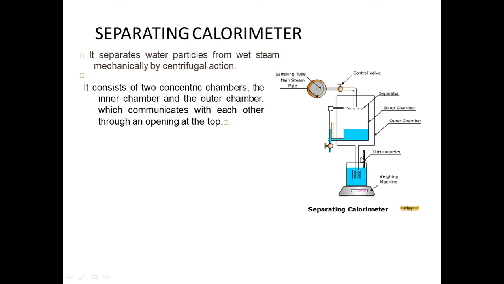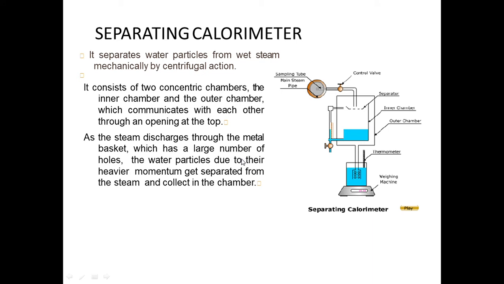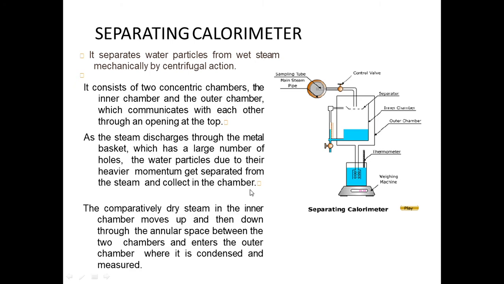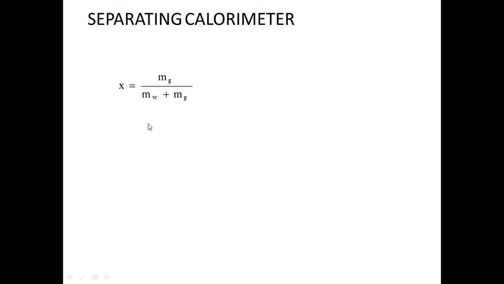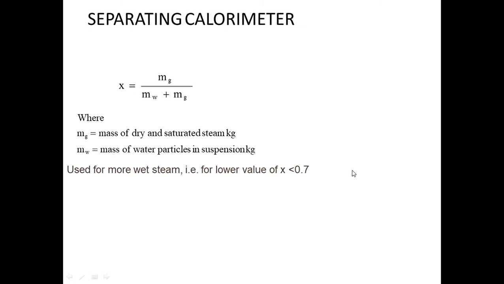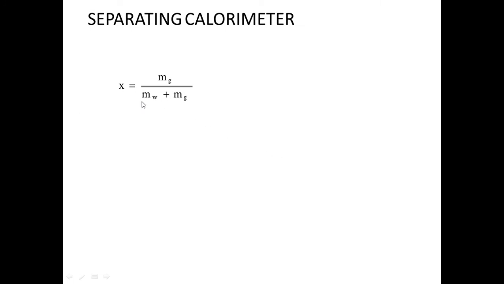So when you pass it through the condenser, it will be converted into water, and the mass of that water we can measure. So we can get the mass of steam whatever we are having there. You can measure it or collect it in a bucket, and then find out the mass of water. So in this case, we can say that the dryness fraction x is equal to the mass of steam which is condensed divided by the mass of water.